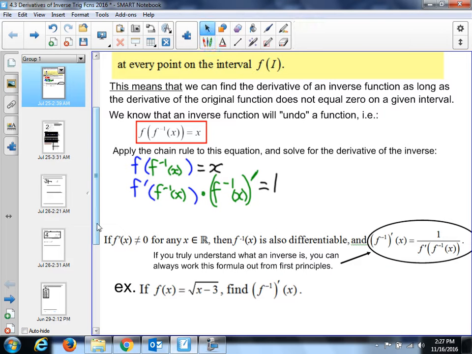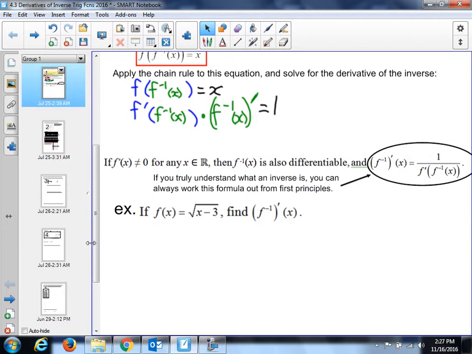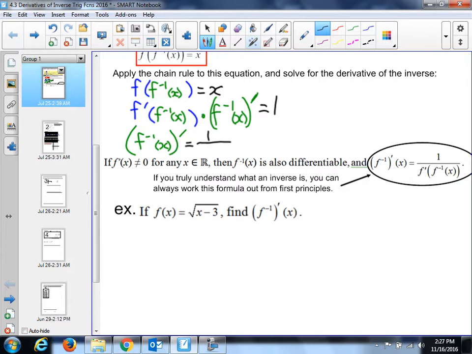Now, we're going to solve for the derivative of the inverse. So that means just to isolate for this part of it only, right? I'm going to divide this portion up underneath the 1, right? So the formula we want is f negative 1, the inverse of the function. Its derivative is equal to 1 divided by the derivative with the inverse inside.